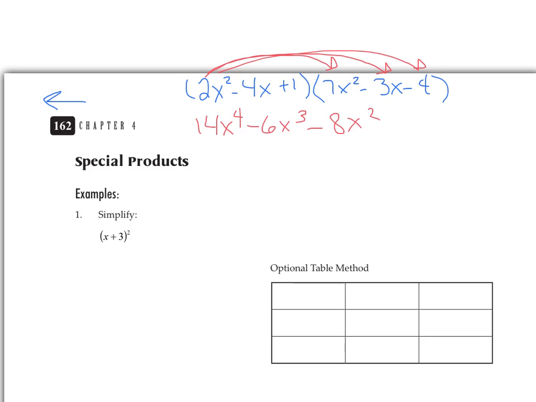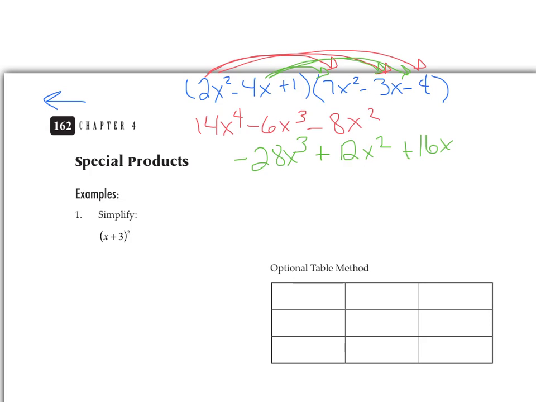And that takes care of the first term. And then we're going to distribute this negative 4x. Negative 4x times 7x squared makes negative 28x cubed. And again, I'm lining them up vertically. Then the like terms will already be lined up when I get ready to add like terms. Negative 4x times negative 3x makes positive 12x squared. Negative 4x times negative 4 makes positive 16x.